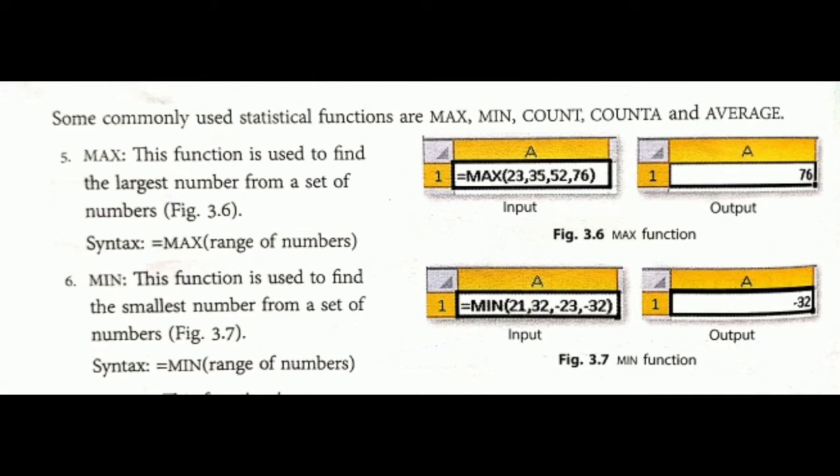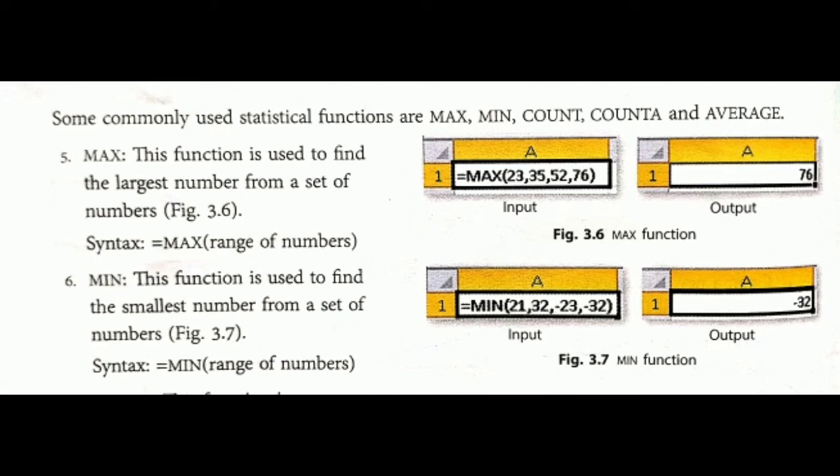See in figure 3.6, equal to max of 23, 35, 52, 76. And we know that the maximum number from this set of numbers is 76. So the output is 76. And the second type is min. This function is used to find the smallest number from a set of numbers. And the syntax is equal to min of range of numbers.